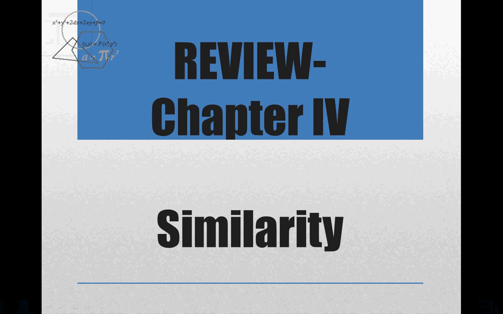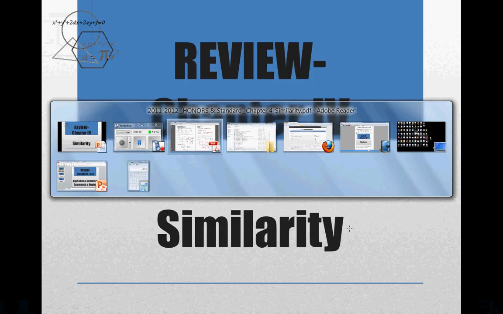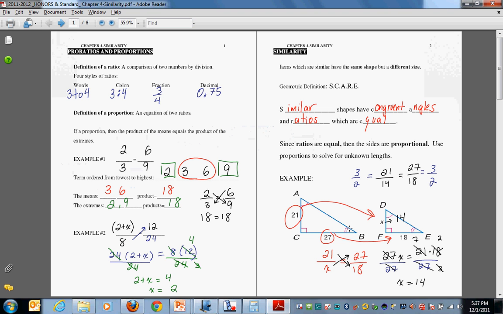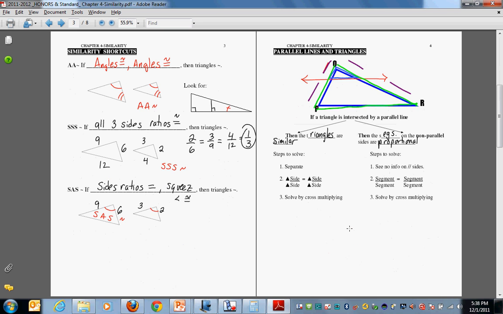This is Chapter 4, Review of Similarity. In your green reference folder, it would be helpful if you quickly review these sections. 1, how to solve proportions and what the definition of a proportion is. 2, what is the definition of similarity? We use the acronym SCARE. Similar shapes have congruent angles and ratios which are equal.